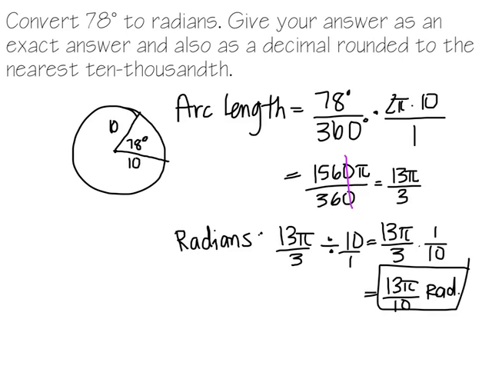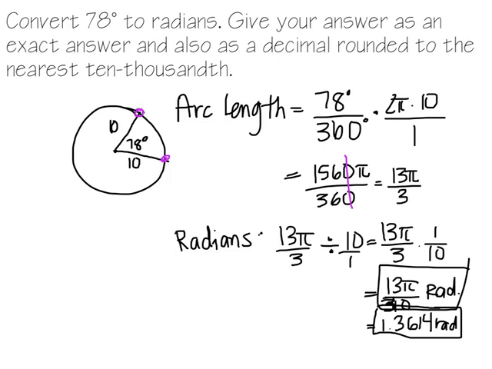It asks for a decimal rounded to the nearest 10,000th. Except it's not over 10, it's over 30. And to the nearest 10,000th is going to be 1.3614. So that means that it takes about 1 1/3 radii to go from point A to point B.